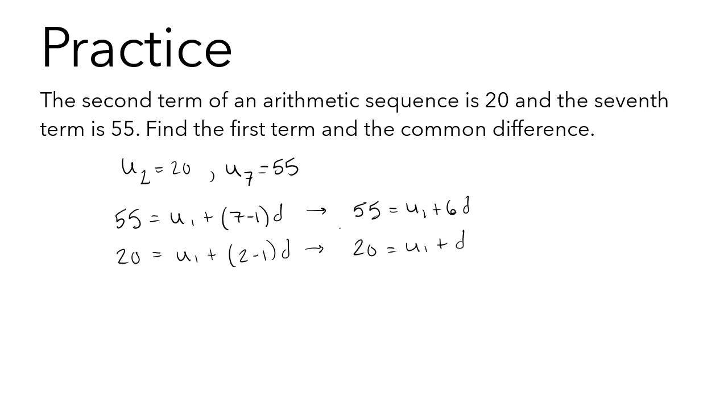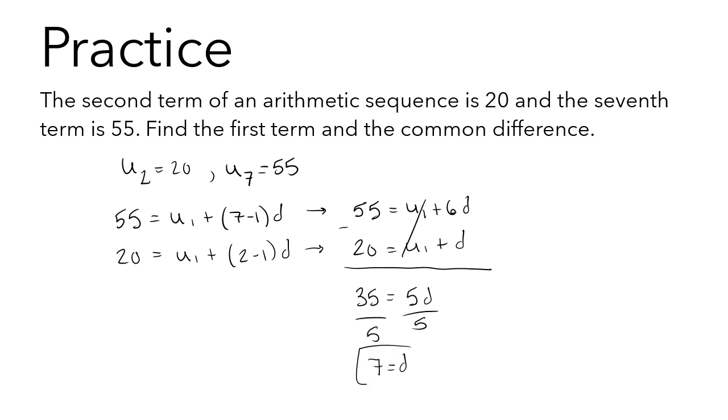So now I'm actually going to subtract these two equations from each other. 55 minus 20 gives you 35. u1 minus u1 actually cancels, and then 6d minus d gives you 5d. Divide by 5 on both sides, and you see that d must be 7.